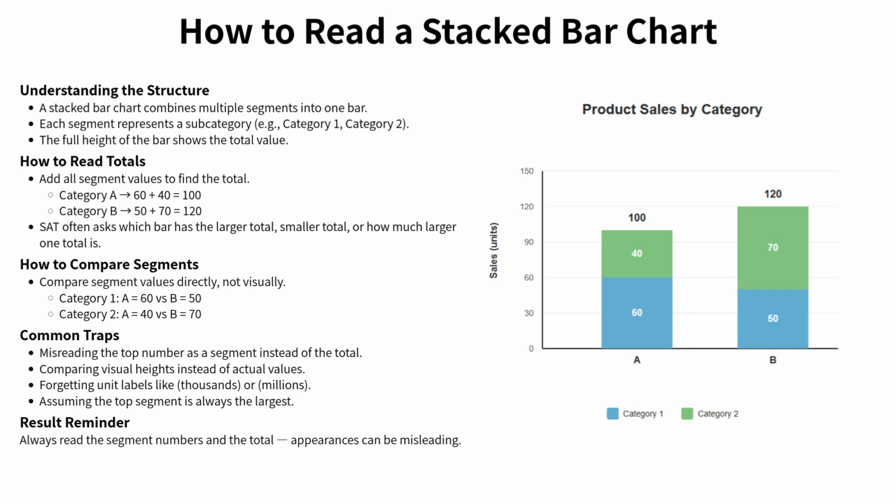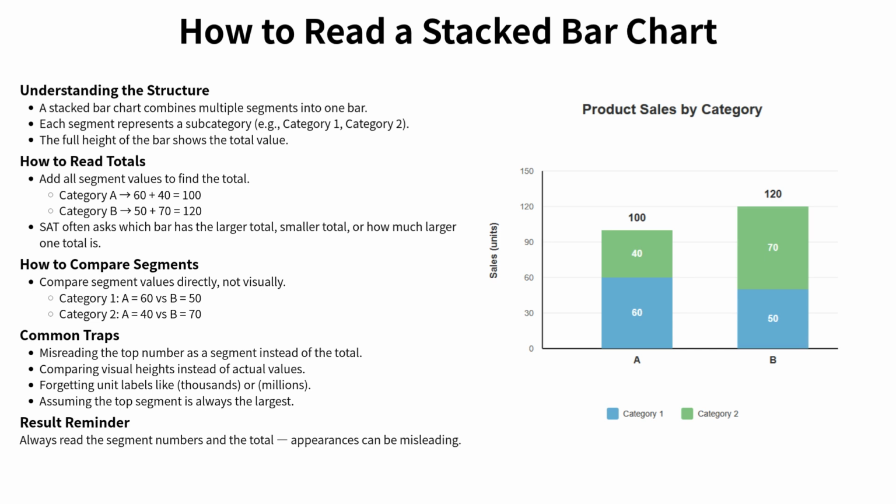A common trap is reading only the top number and assuming it represents a single segment, when it actually shows the total. Another mistake is relying on visual height instead of reading the exact values. To avoid errors, always read the numbers inside each segment and verify the total at the top of the bar.